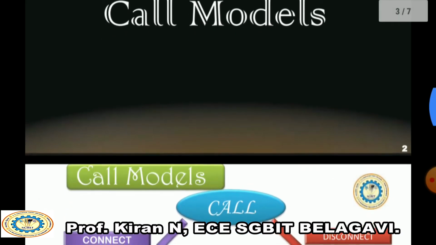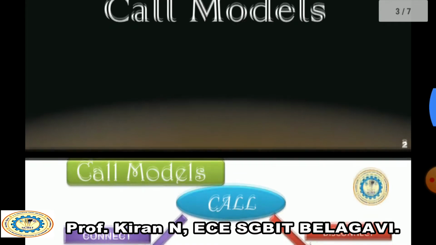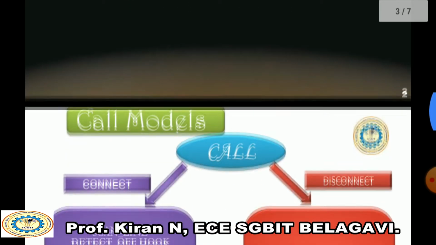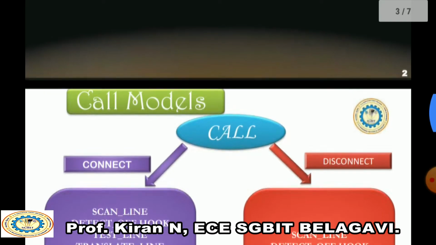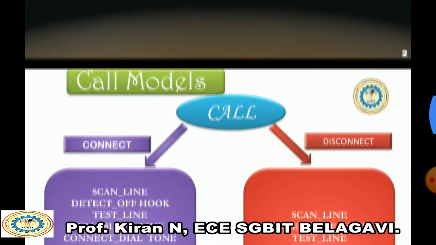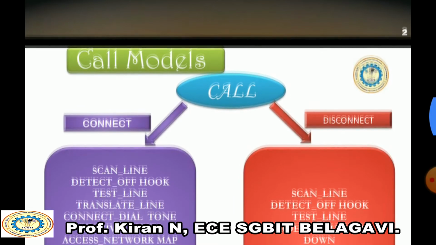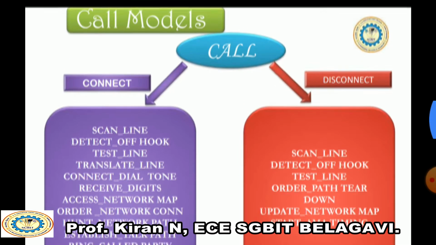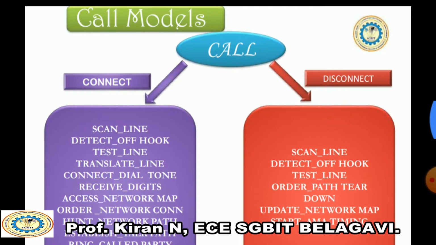On the other side we can see scan line, detect off hook condition, test line, order path tear down, then update network map, stop answering time, AMA time. So these are the two sections, or the two actions, which are performed whenever a call needs to be connected between two different subscribers.